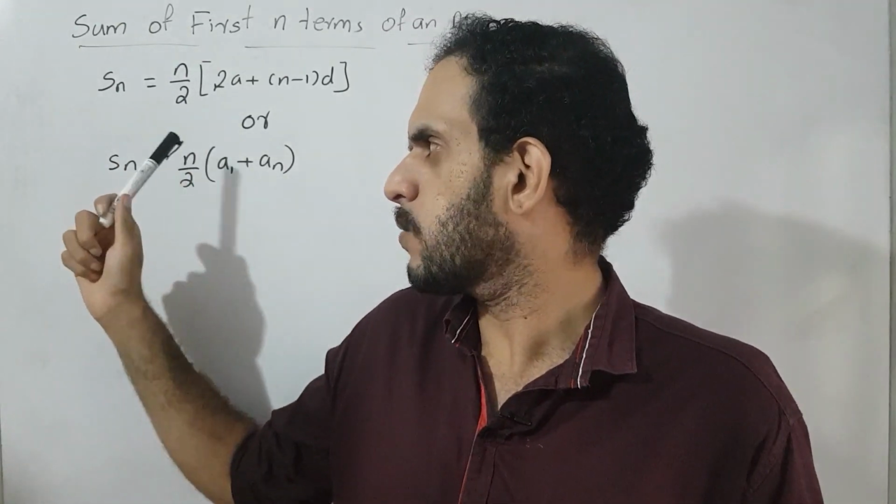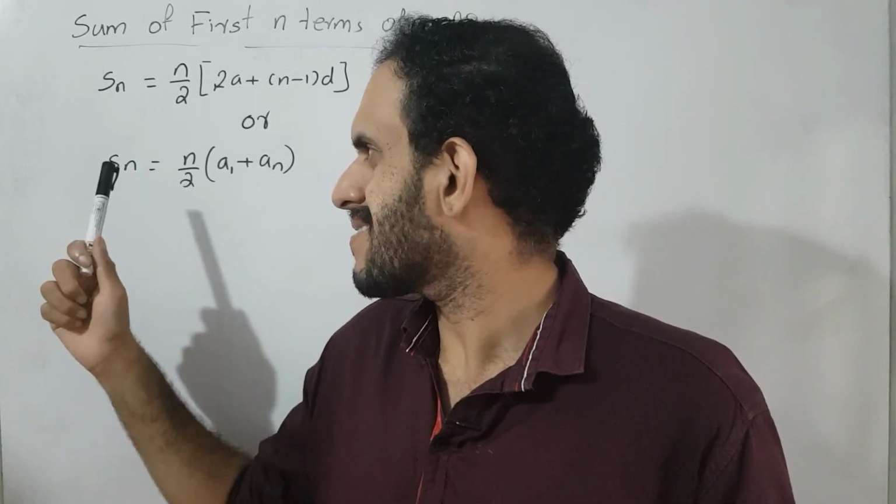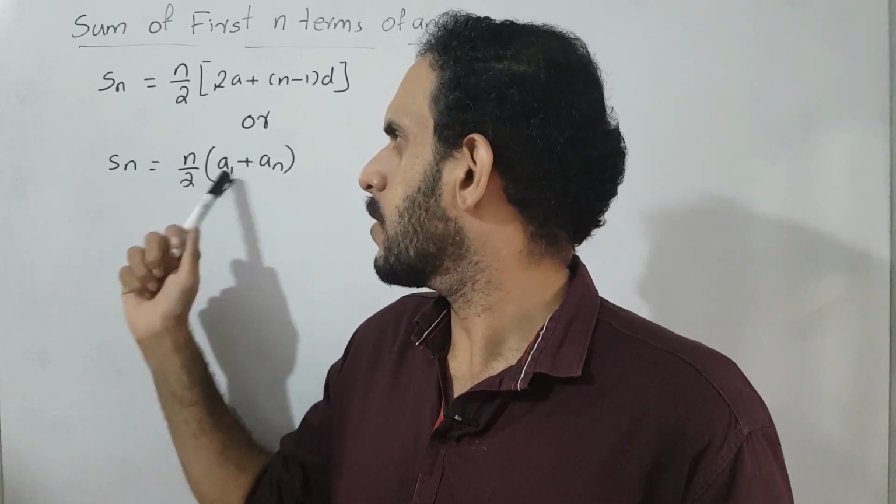Then another equation to find the sum is Sn is equal to n by 2 into a1 plus an.